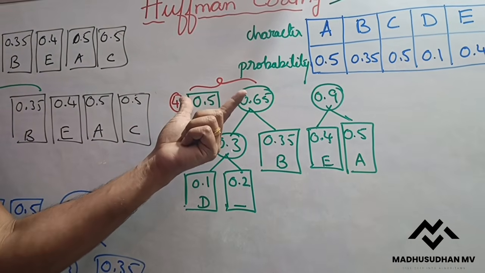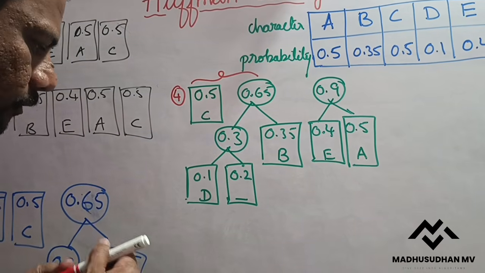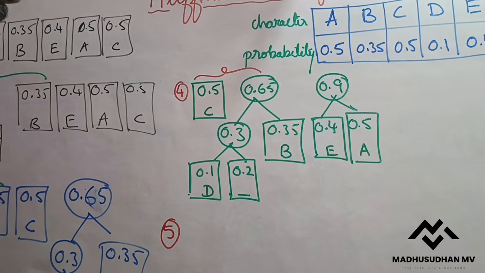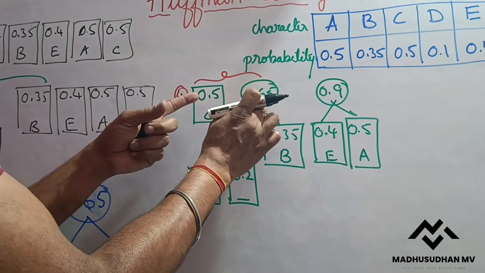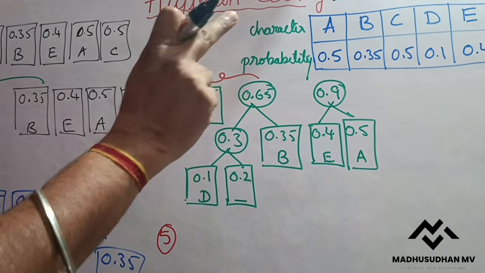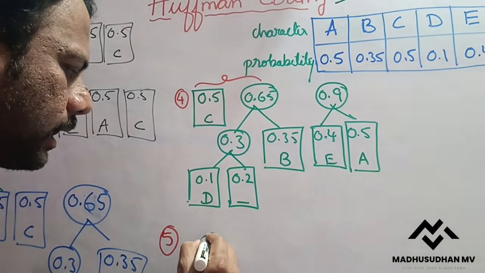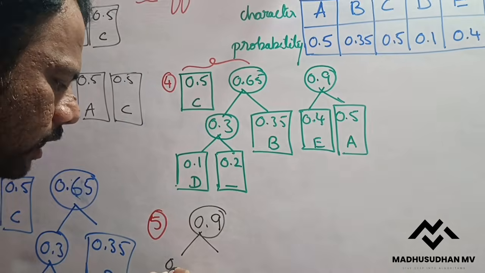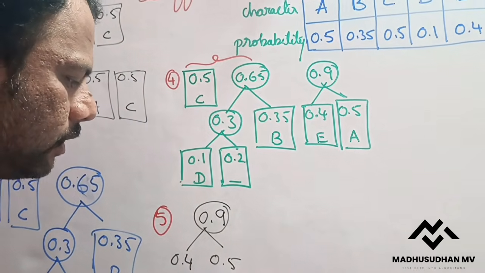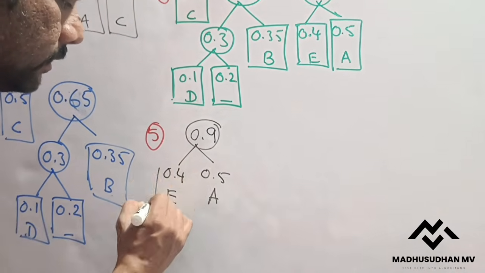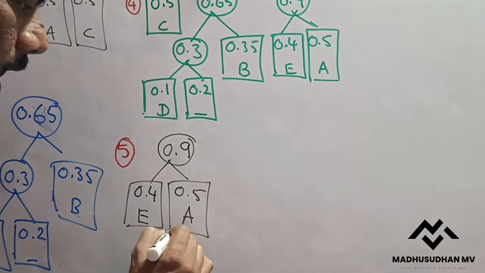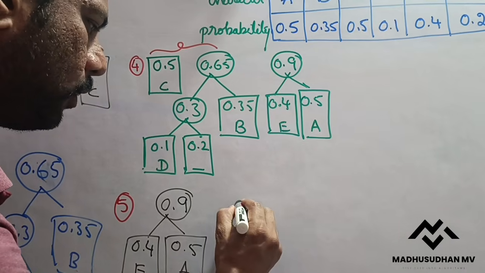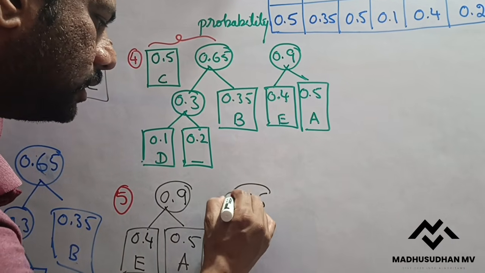So now again, I need to add the first two. If I add these two, that means the fifth step, what did I get? In the fifth step, I got 0.5 plus 0.65, how much? 1.15. This is 0.9. So 0.9 comes first. 0.9 I got by adding what? 0.4 and 0.5. This is A and this is E. And 0.65 plus 0.5, how much? 1.15. I got this one.